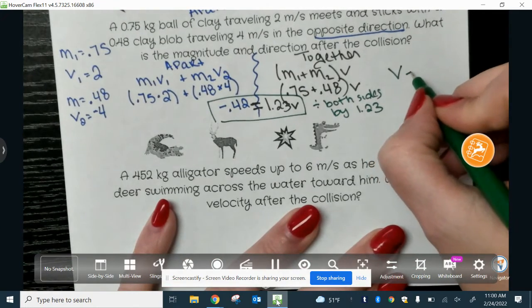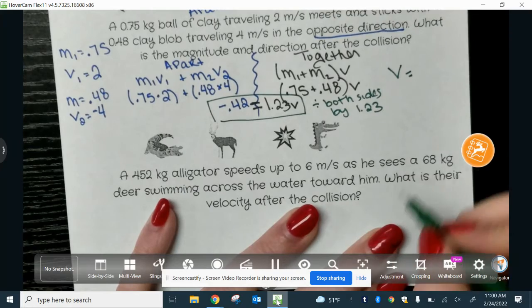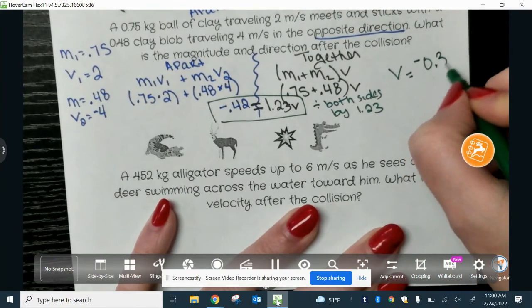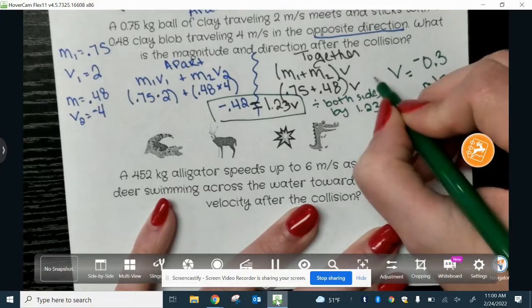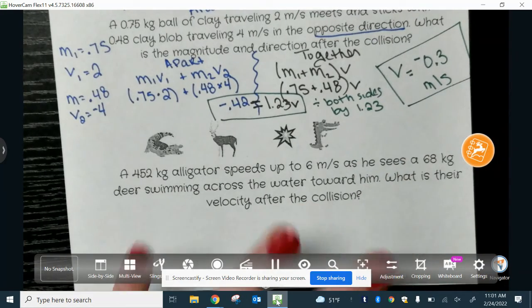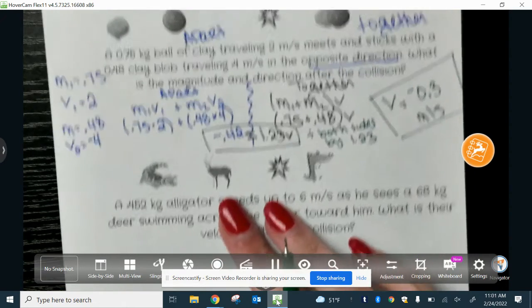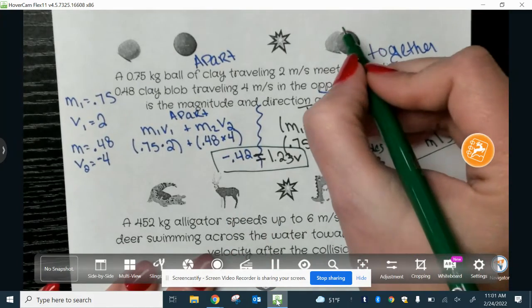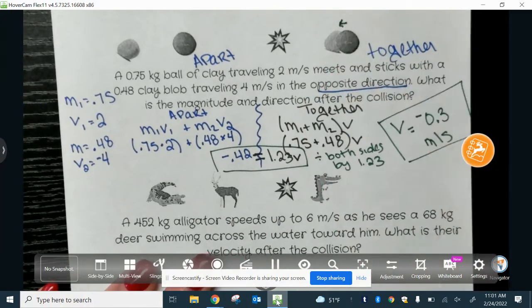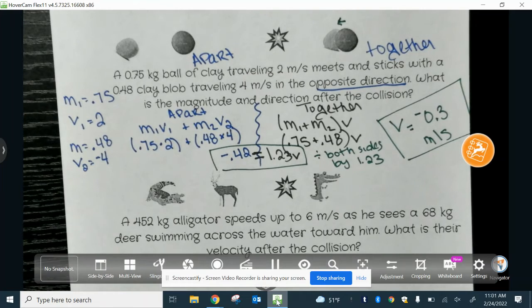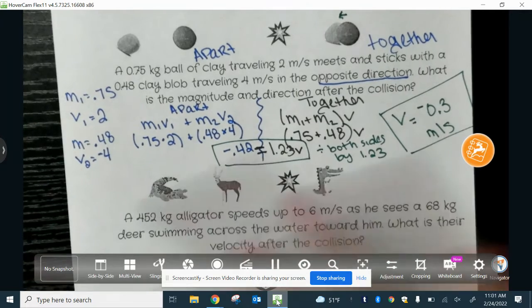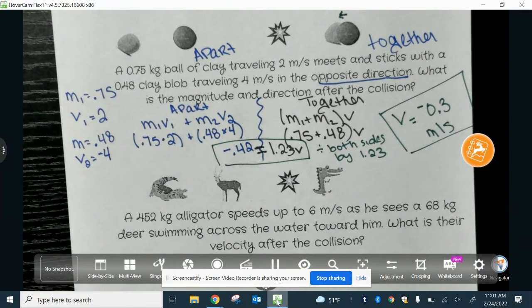It's going to give us a velocity of what? Negative 0.33. I had negative 0.3. Same thing, rounded. So negative 0.3 meters per second. So when these blobs collided, they kind of shifted a little bit backwards before they stopped, because negative 0.3 is not a very big velocity. Are we seeing this pattern here?